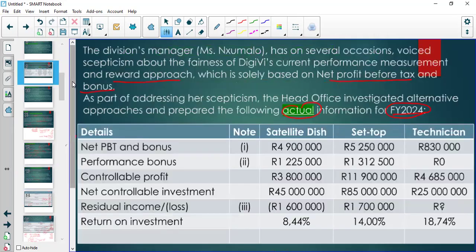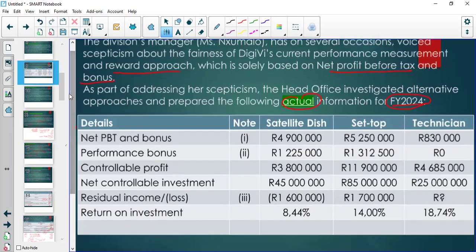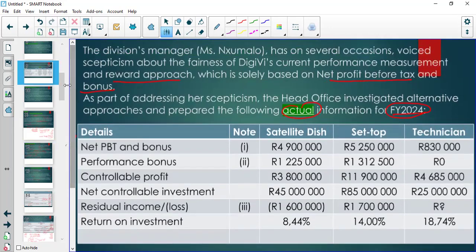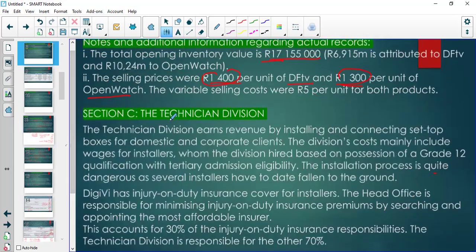So I would think this is an investment center, but I'm not saying this is cast in concrete, because it all depends on your reasoning. So if you look at the technician division, I would think this is an investment center, because in an investment center, the manager will have certain control, right? Certain control over certain things.